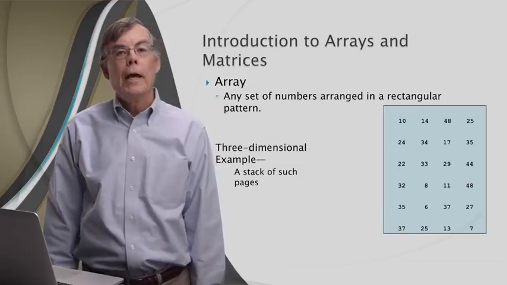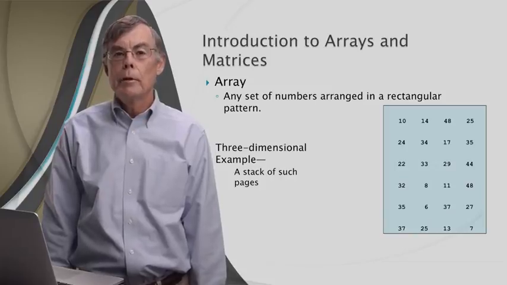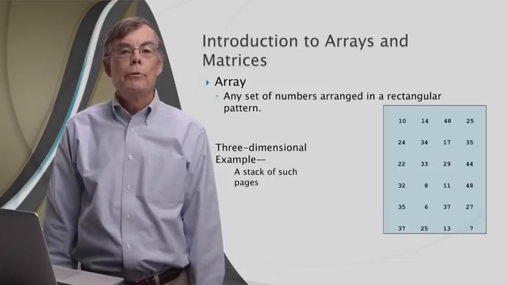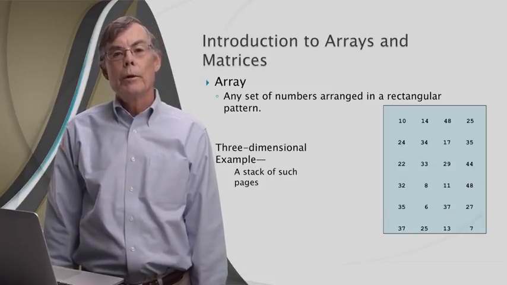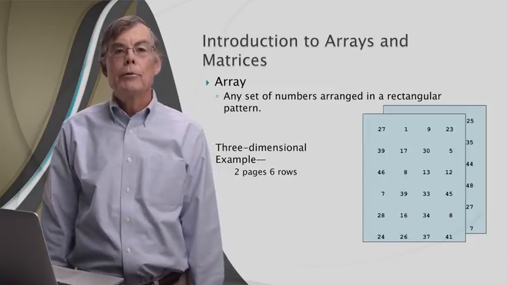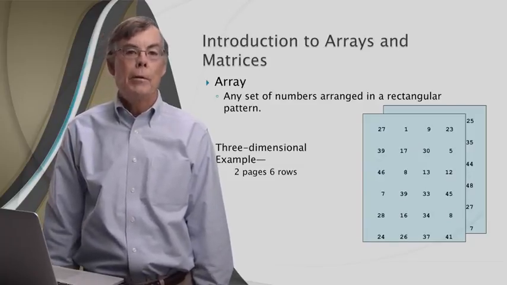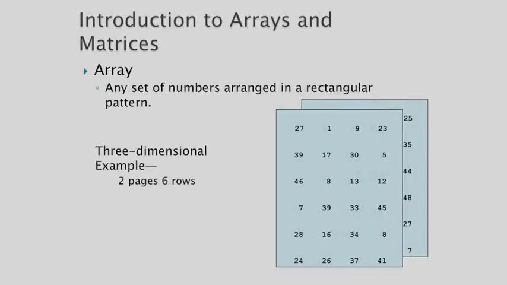Now imagine having a stack of 2 such pages, each with the same dimensions, but not necessarily the same numbers. We'll use the same two-dimensional array that we started with for one page, and we add a second page with the same layout as the first one, that is 6 rows and 4 columns. Now we have a three-dimensional array. Its dimensions are 6 by 4 by 2, which means 6 rows, 4 columns, and 2 pages. We always say the number of pages after the number of columns, just as we always say the number of columns after the number of rows.